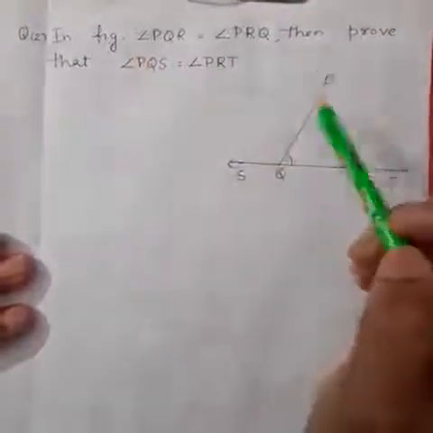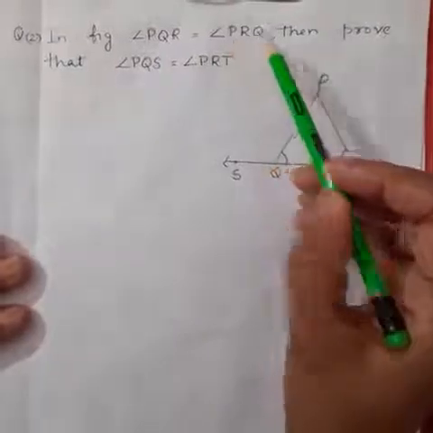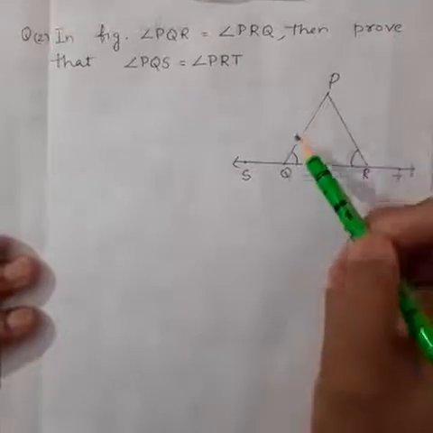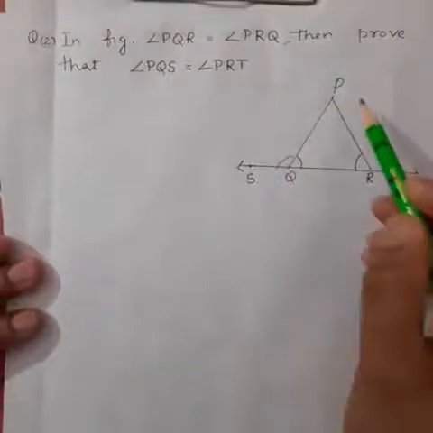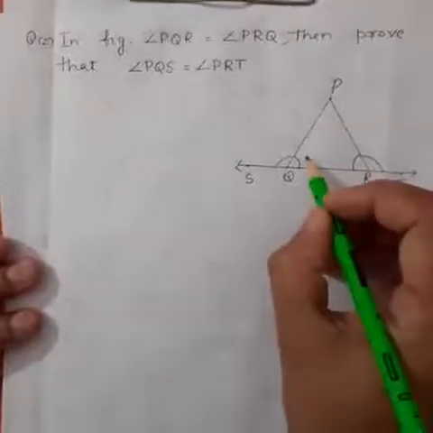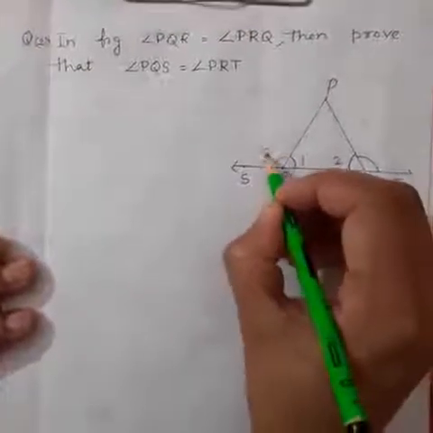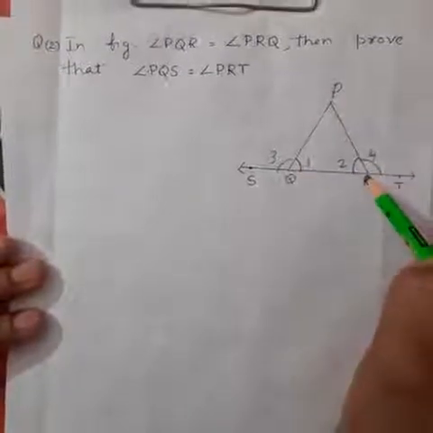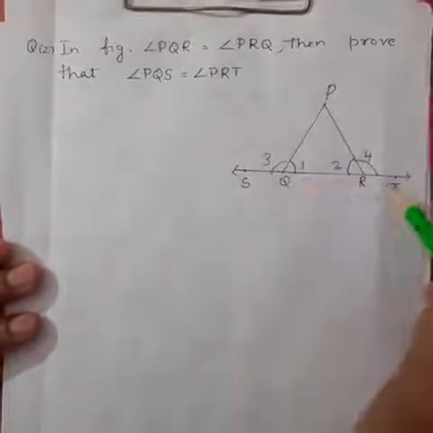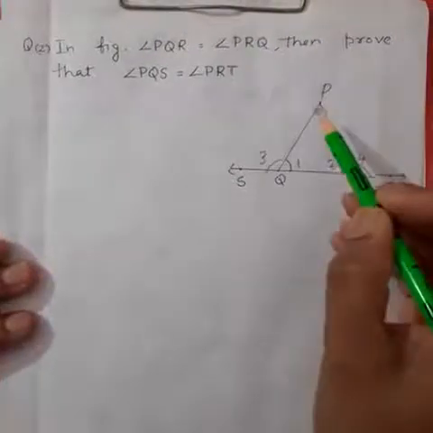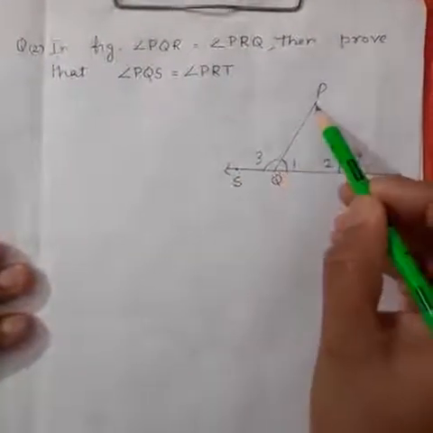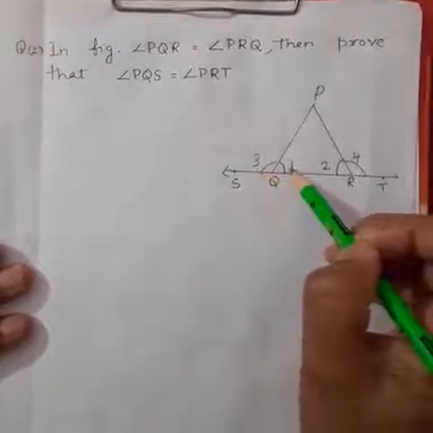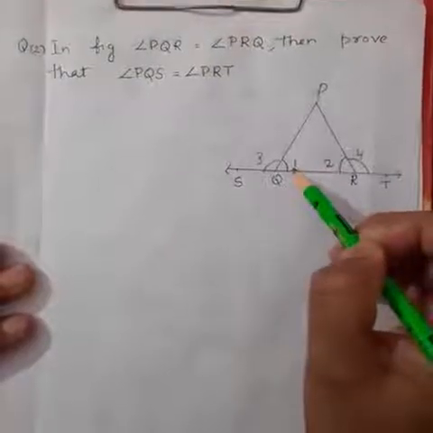In the figure, angle PQR is equal to angle PRQ. Then prove that angle PQS is equal to angle PRT. So take these four angles, 1, 2, 3, 4. You know that rays PQ and PR stand on a line ST. So, what about angle SQP plus angle PQR? We can write angle 3 plus 1 is equal to 180 because they form a linear pair.